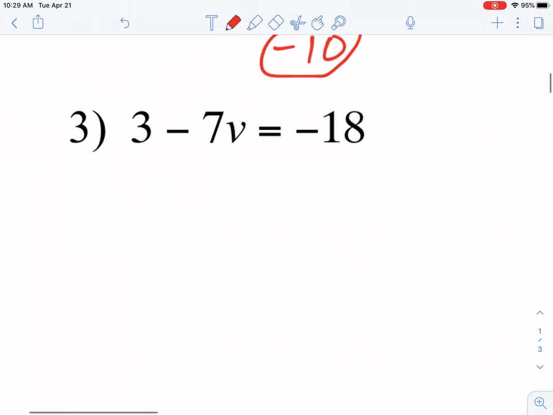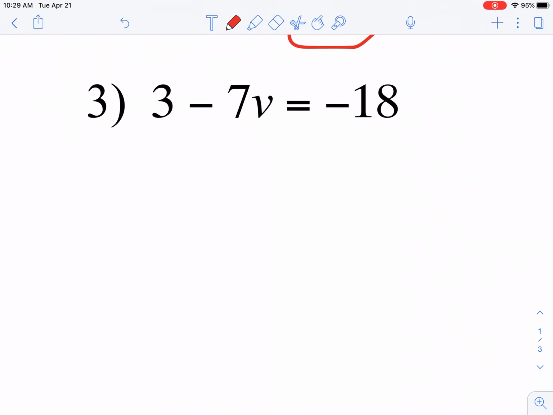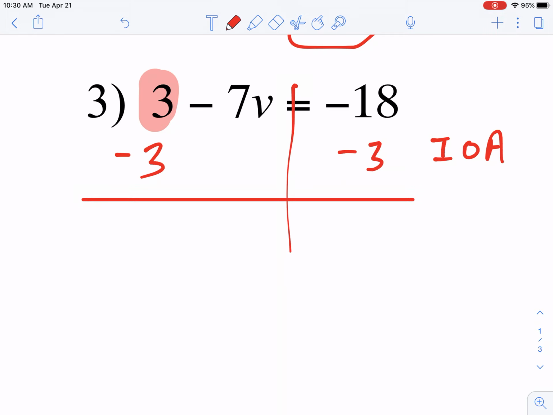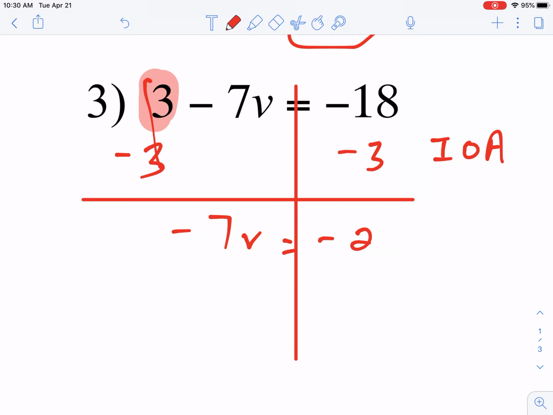Looking at number 3, this time we've got 3 minus 7 times v equals negative 18. So the first thing you want to do here, we want to get rid of this plus 3. Well, plus 3 and positive 3 mean the same thing. So we're really going to do the inverse of addition. And so we're going to minus 3. We're going to minus 3 on the other side as well. If you want to draw the line there, you're more than welcome to. These cancel out. Now be careful here. Make sure you bring down that negative sign with the 7. And negative 18 minus 3 is negative 21.